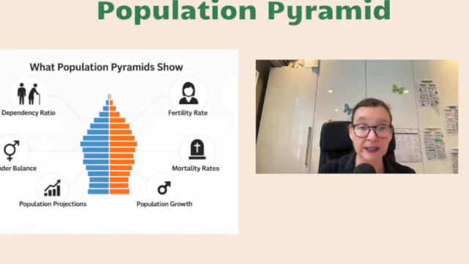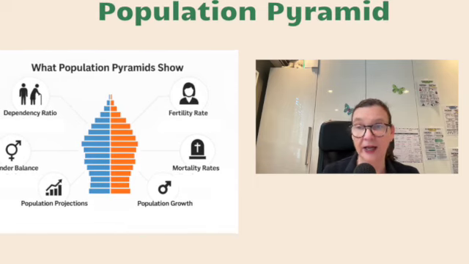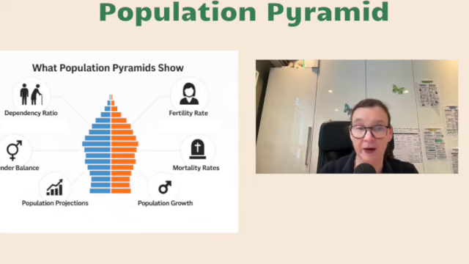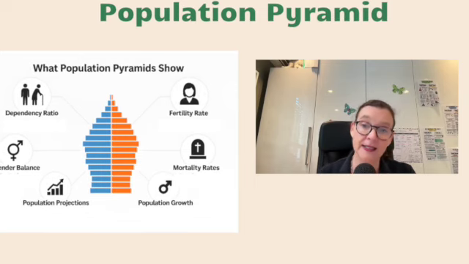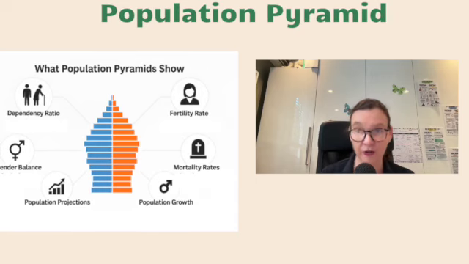Now we look at fertility rate. You can estimate fertility by looking at the size of the younger age cohorts, especially women in childbearing age. A broad base indicates high fertility rates, while a narrow base shows lower fertility rates.